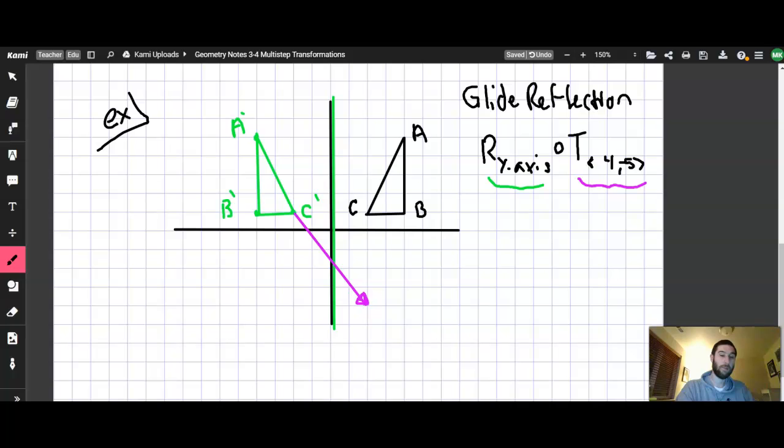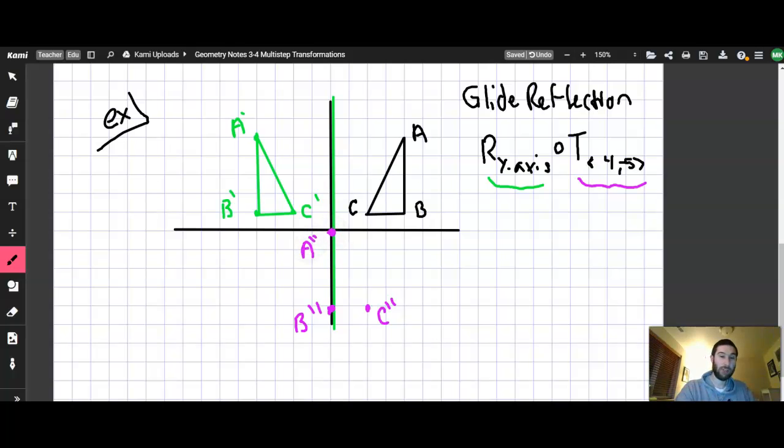So C prime is going right here to get C double prime. And then I'm doing the same thing for all of our other points. B double prime ends up right here on the axis, because if I go 4 units over and 5 units down, it lines up perfectly. And then same thing with A, it also ends up on the axis. 4 units over, then 1, 2, 3, 4, 5 units down. A double prime actually ends up right here at the origin, which is pretty convenient.